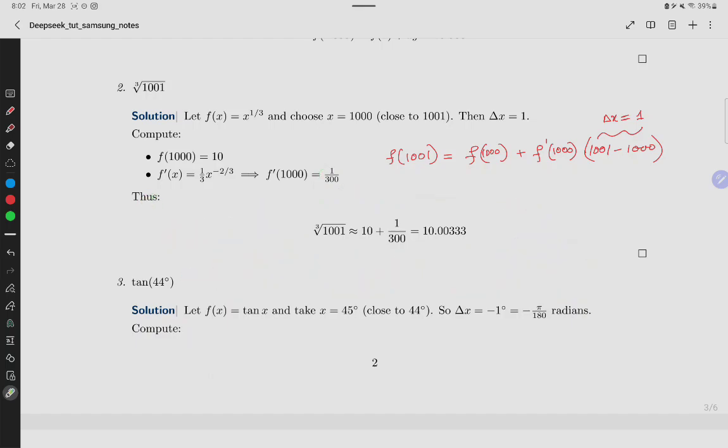Thus you just need to put the values: 10 from here and 1/300 here, times 1. So multiply, and you will get this answer. So it's linear approximation.